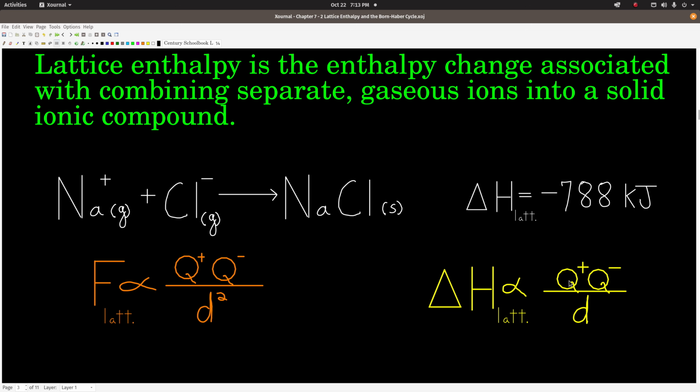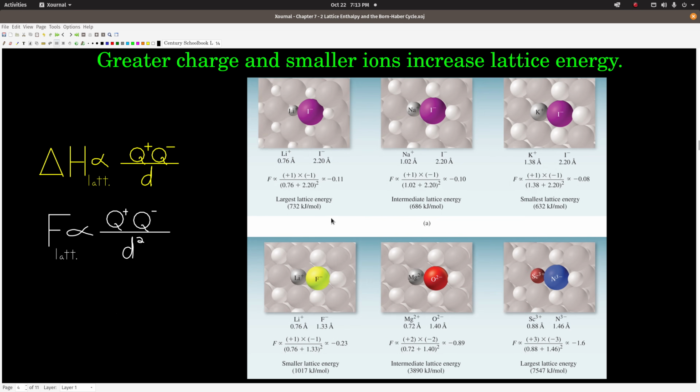So from looking at Coulomb's law, the greater the size of the charges, the greater the lattice enthalpy, the more negative it is. Also, the smaller the distance between those two ions when it forms that ionic compound, the greater the lattice enthalpy. A lot of times, I think it's easier to look at the force of interaction between the two particles. You get the same thing. If you calculate the force from the energy, it's basically just proportional to Q1 Q2 over the distance squared. You get the same behavior. You can explain it using either equation. So what that boils down to is this: the greater the charge and the smaller the ions, the greater the lattice enthalpy or energy, same thing.